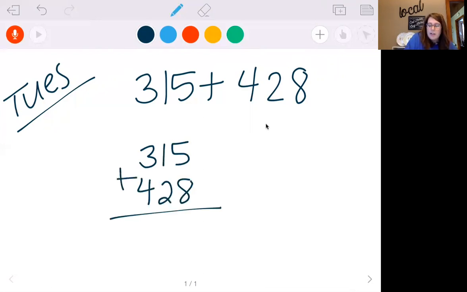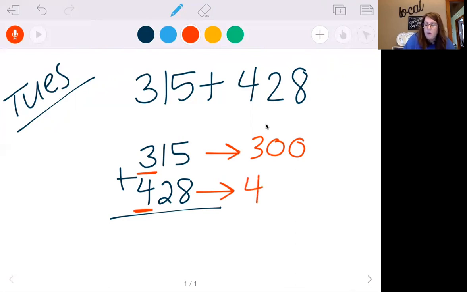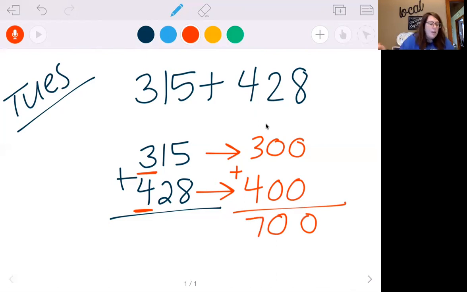So first, let's go through and underline our biggest places. Our biggest places here are the hundreds. Then I'm going to make my front end estimations. I keep the 3. Everything after it turns to zeros. So the 1 turns to a 0 and the 5 turns to a 0. Then I'm going to keep my 4 and make the 2 a 0 and make the 8 a 0. And then I can add it up. 0 plus 0 is 0. 0 plus 0 is 0. 4 plus 3 is 7. So I get about 700. Okay, so these are front end.